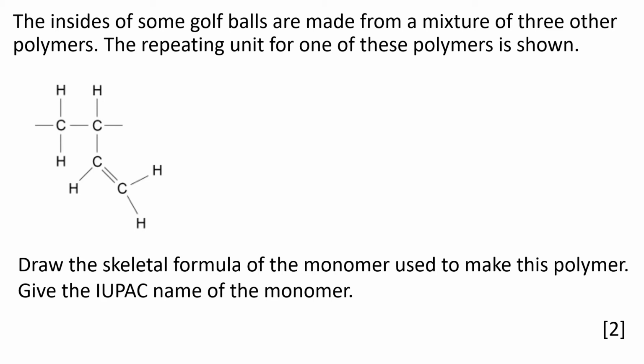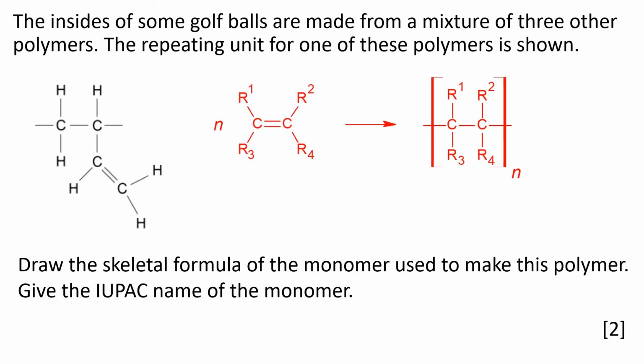Okay, take a look at the question, pause it, have a go, press play when you're ready. Welcome back. So it's useful to know the equation for the formation of an addition polymer. We've got n of our monomer on the left hand side, making n repeat units of our polymer. I've used the symbols R1, R2, R3, R4 to represent any kind of atom or group.